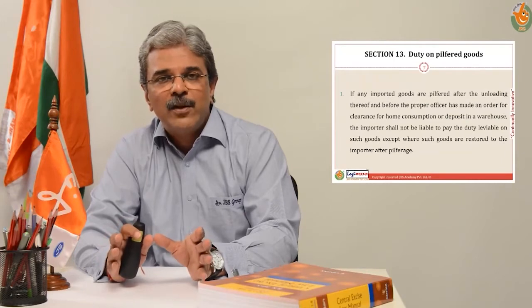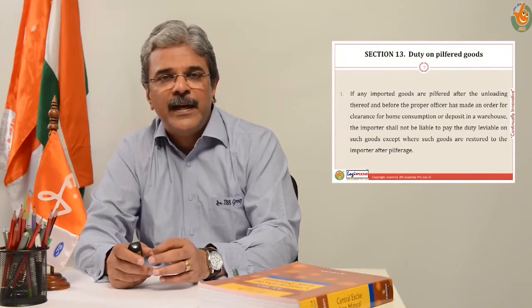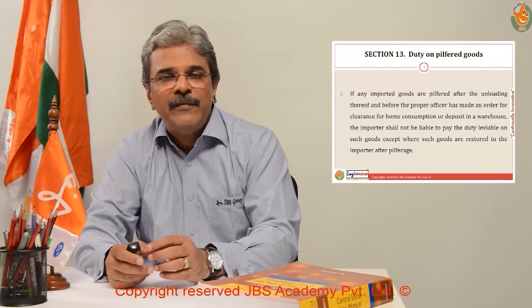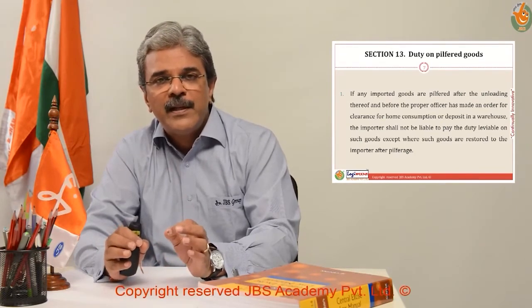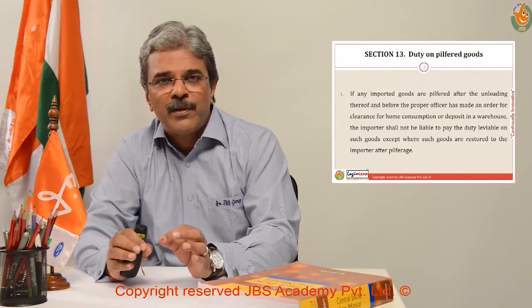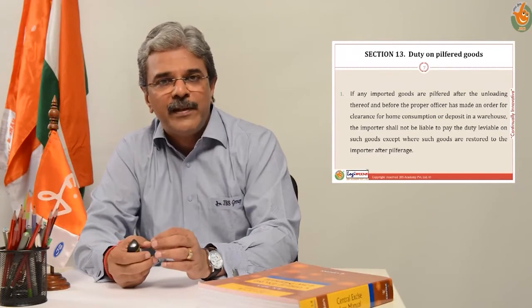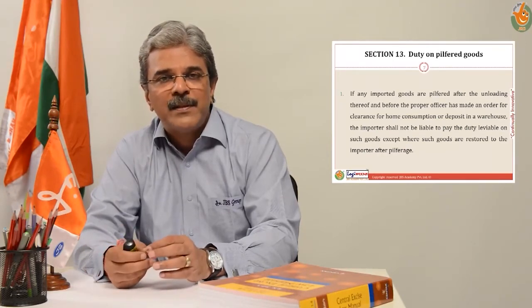Section 13 talks about duty on pilfered goods. A very interesting fact of the Customs Act in India and levy of import duties is that duty is to be levied on consumption, which means that whatever is the material made available to the importer, only on that much material is duty to be levied. So what does section 13 and the other sections in this chapter say?